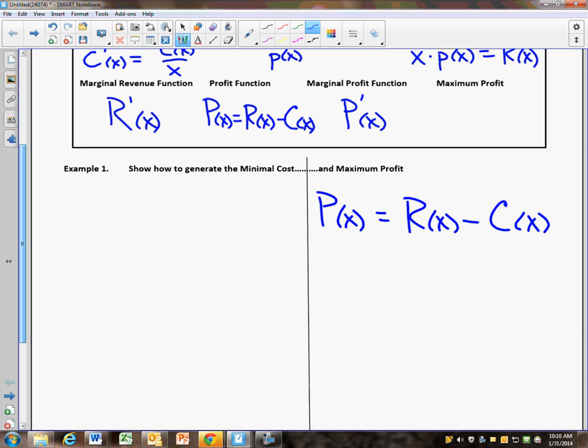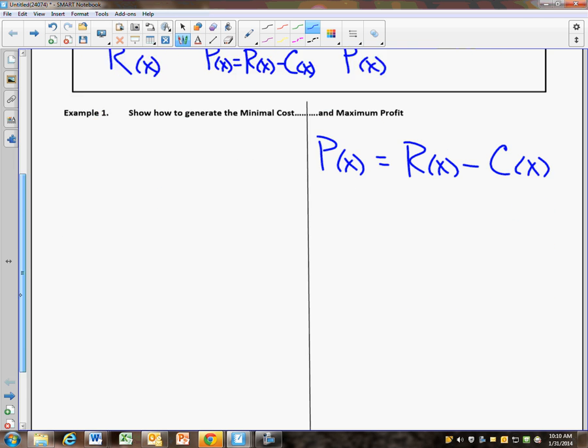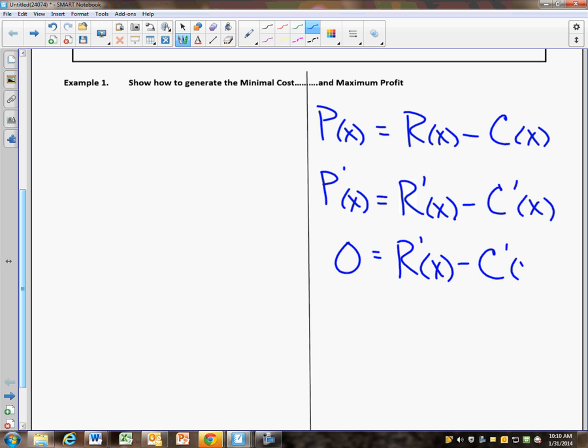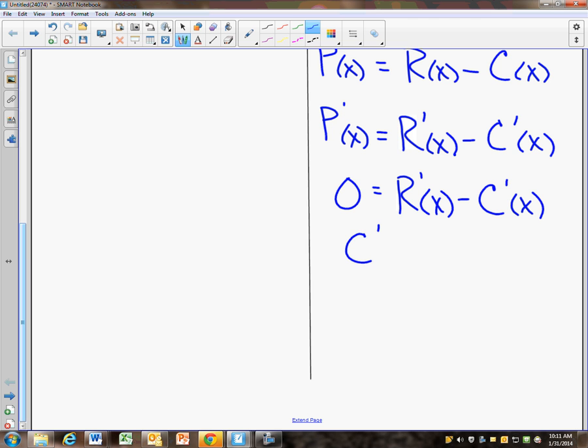If I want to maximize the profit, I should take the derivative and set it equal to 0. So let's do that. P prime of X is equal to R prime of X minus C prime of X. Set equal to 0. So if you wanted to maximize profit, you could simply take your marginal revenue function, subtract your marginal cost function, and set equal to 0 and solve. Or, another way to express this would be, whenever the marginal cost function is equal to the marginal revenue function, we have a maximum profit.